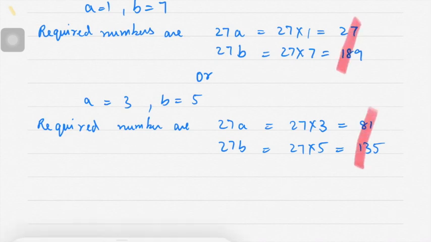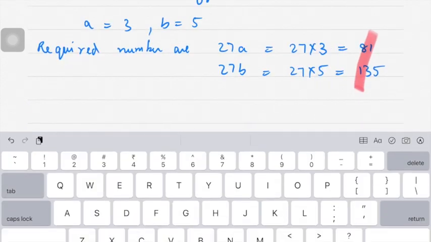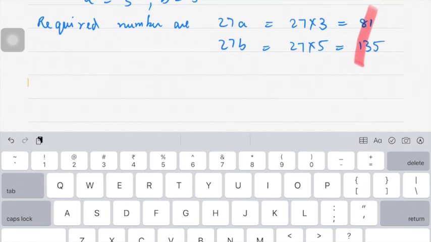Both these pairs are the answer. This and this, both are answers. You might get two answers. Here you are getting two answers.